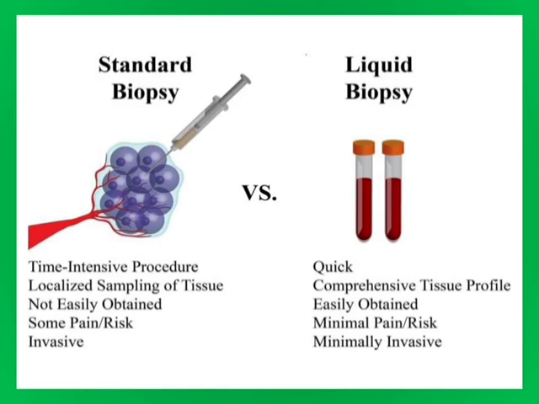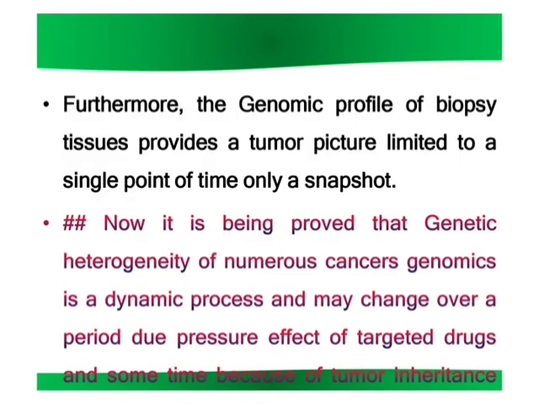Now it is being proved that genetic heterogeneity in numerous cancer genomes is basically a dynamic process. It may change over a period due to the pressure effect of targeted drugs and sometimes because of the tumor's inherent biological behavior. So there is a role for liquid biopsy. The ability to dynamically and timely monitor tumor progression is the USP of liquid biopsy. Repeated testing by liquid biopsy can be done and decreases the diagnostic bias from tissue heterogeneity, as already explained.